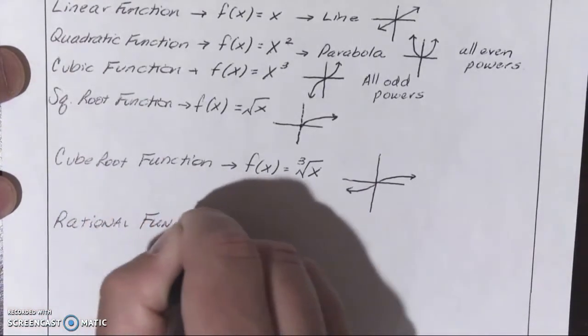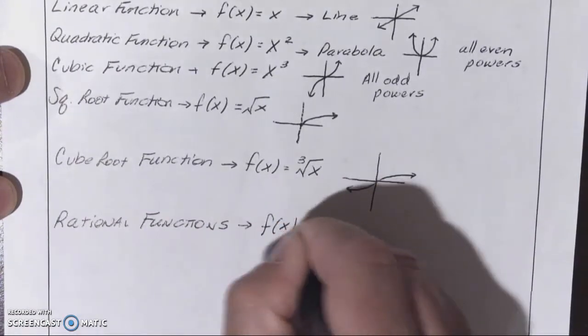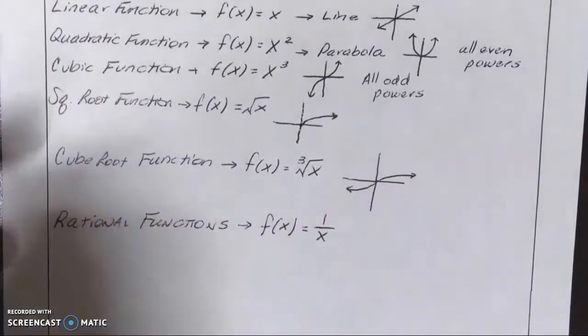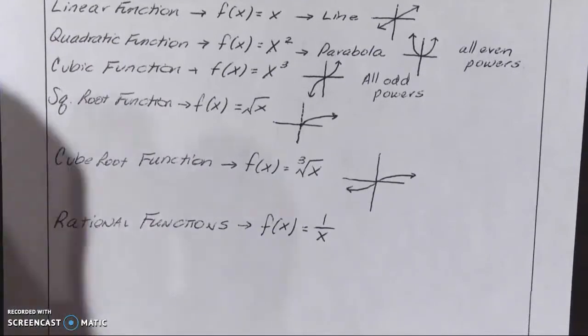We will also study rational functions. We'll get more into that during second semester. But we do talk about its parent function, 1 over x. A rational function is really defined as a function with a variable in the denominator of a fraction.